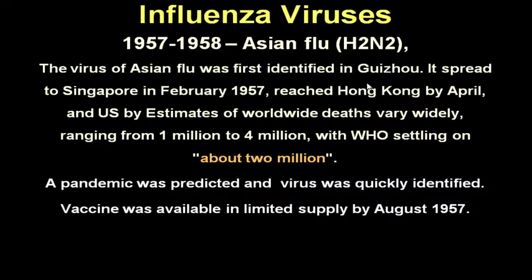And at that time, researchers had learned how to deal with influenza virus, and this pandemic had been predicted. So that's why when it started, the virus was quickly identified, and even a vaccine was developed by 1957. So it means researchers at that time reacted very rapidly towards this infection.